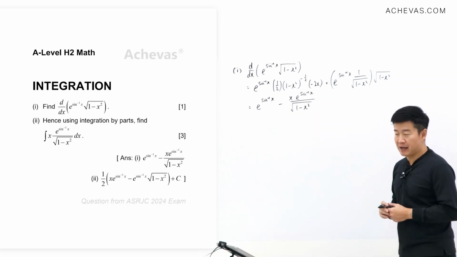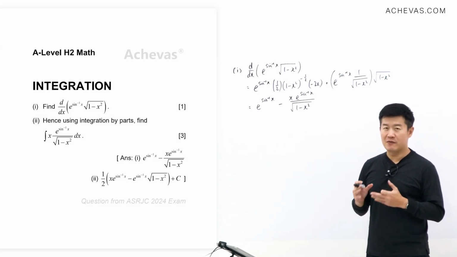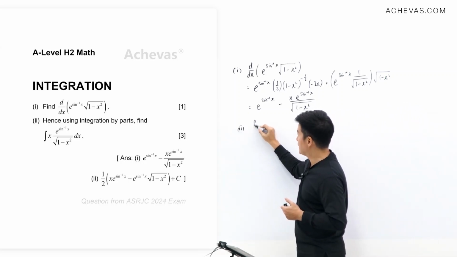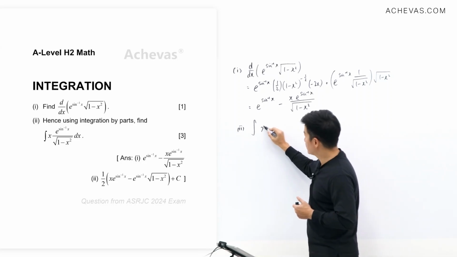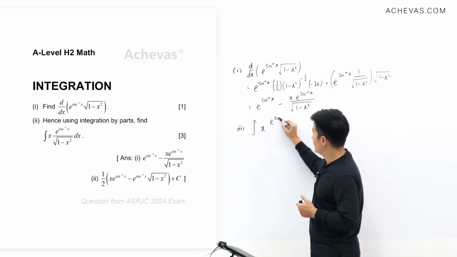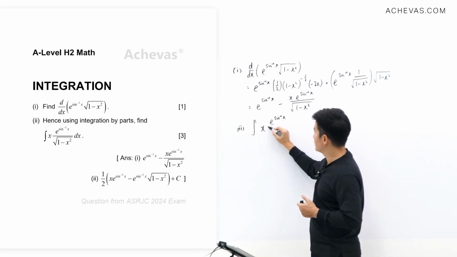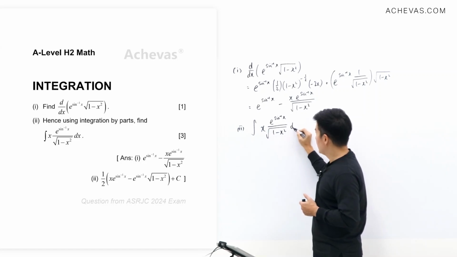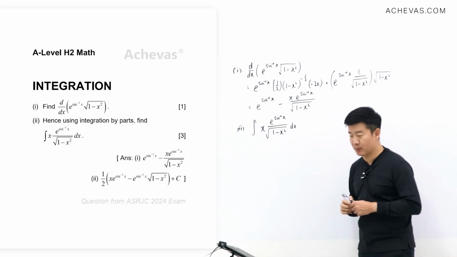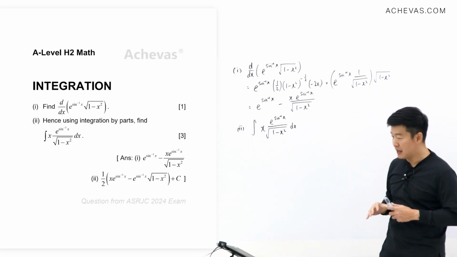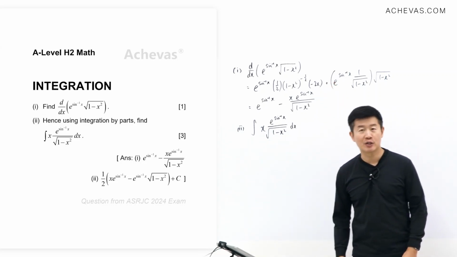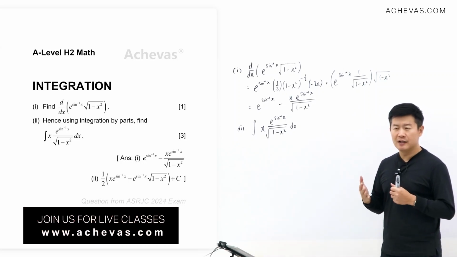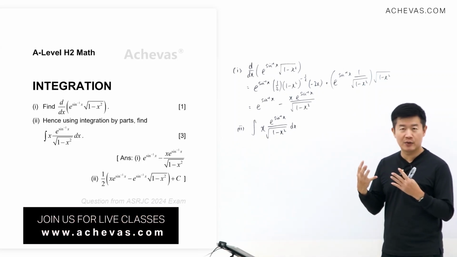Part 2 is the part of this question that I find rather challenging. For part 2, we are supposed to try to do an integration for x e to the power of sine inverse x over square root of 1 minus x squared. And the question gave us a hint. We are supposed to make use of the previous result and at the same time integration by parts to attempt to integrate this. It actually took me a while to find the 2 parts to integrate.